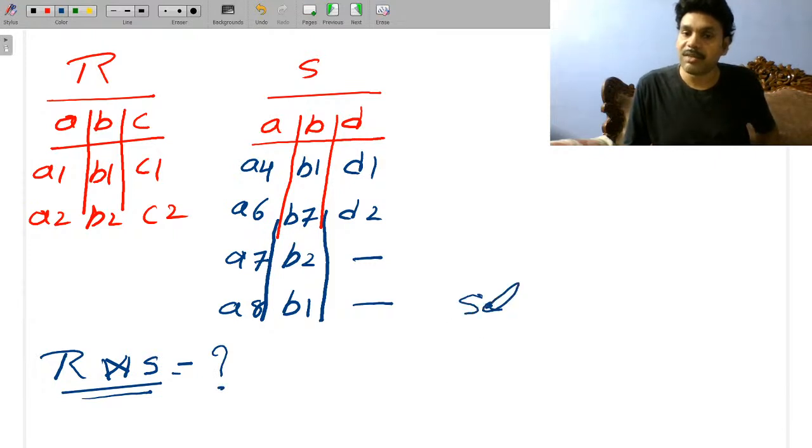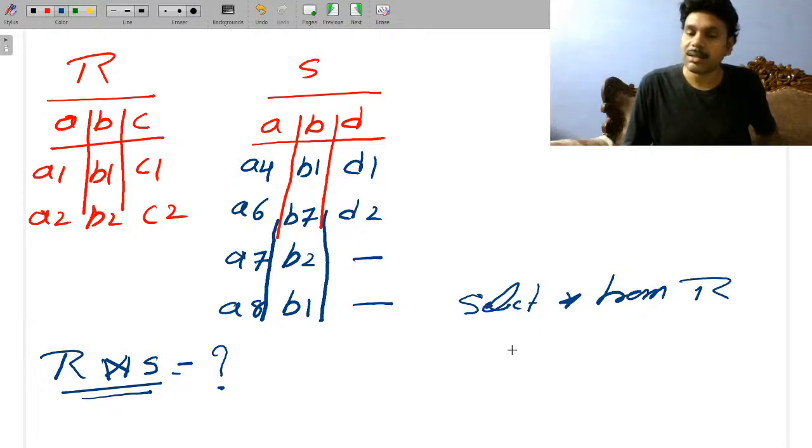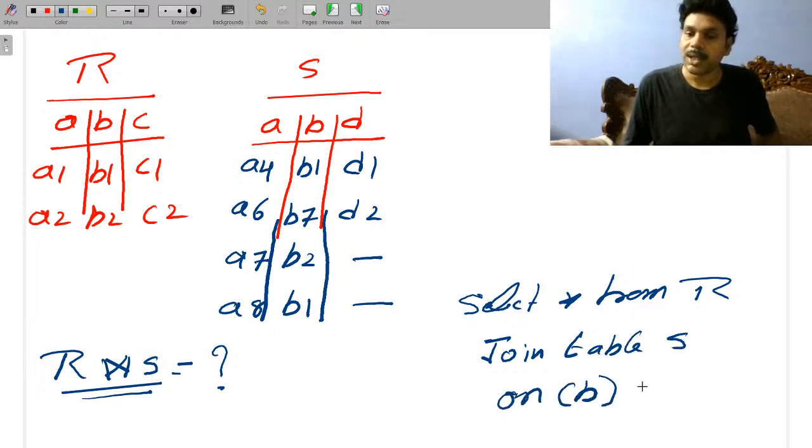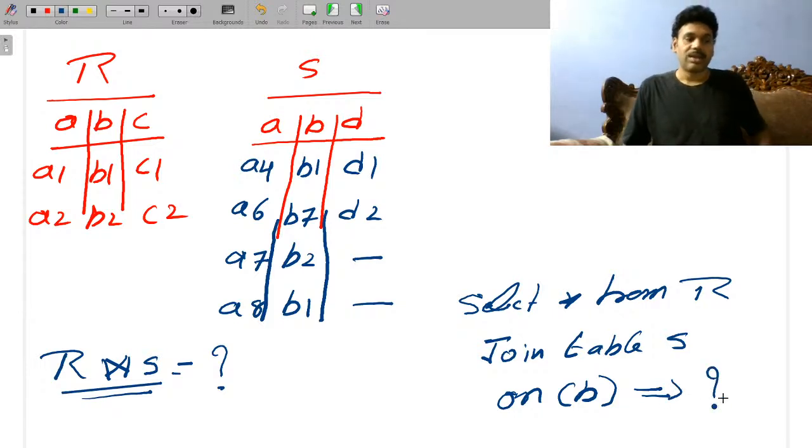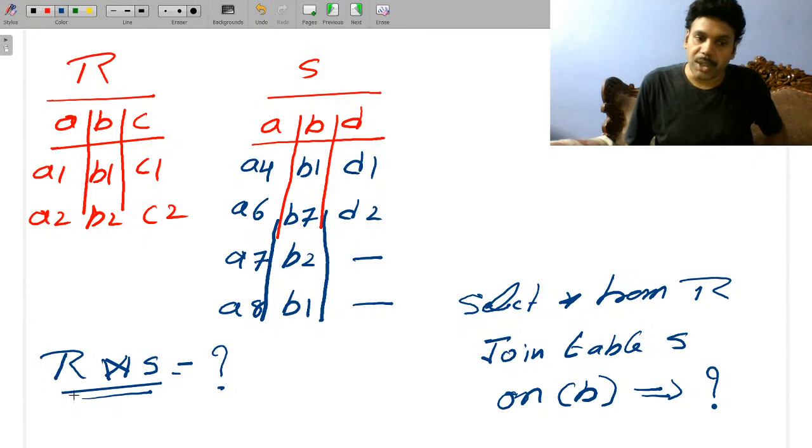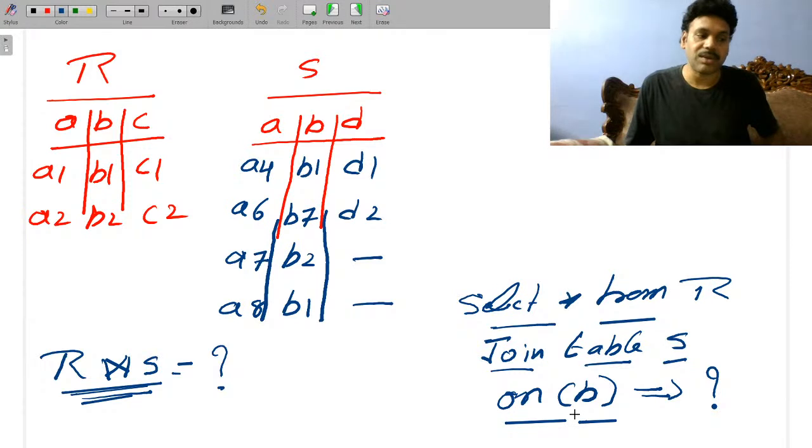Now I am writing a query here: select star from R join table S on B. Now how many rows are you going to get from this? You can answer my question. How many rows for R natural join S, and how many rows are here for select star from R join table S on B? So how many rows are we going to get?